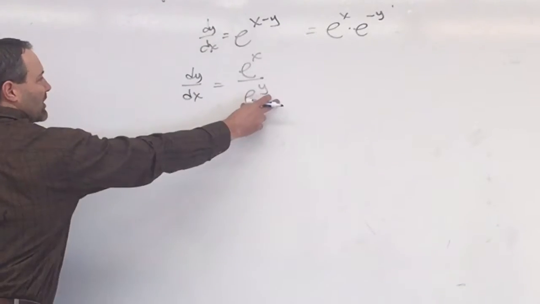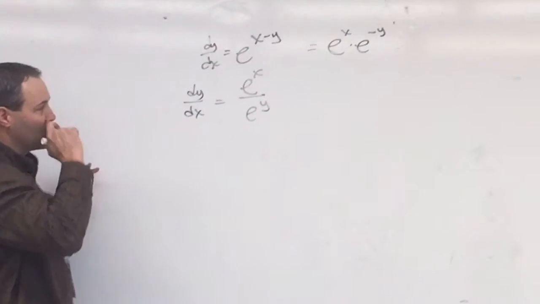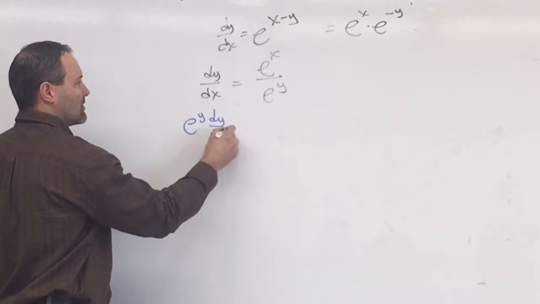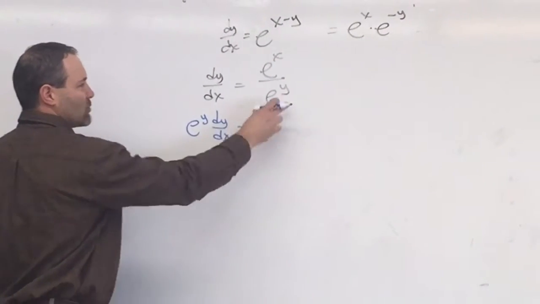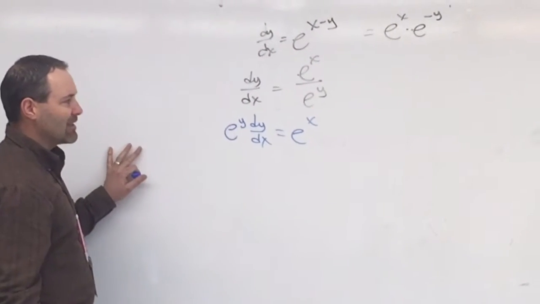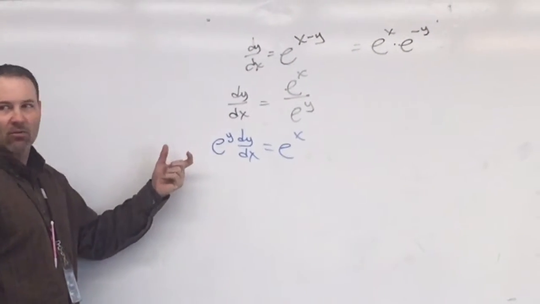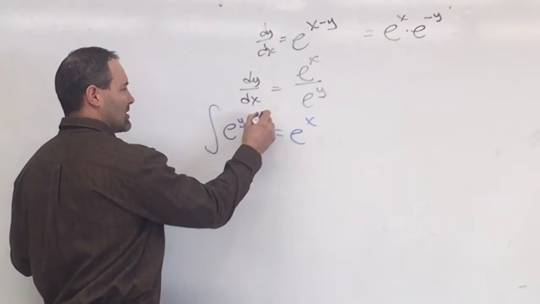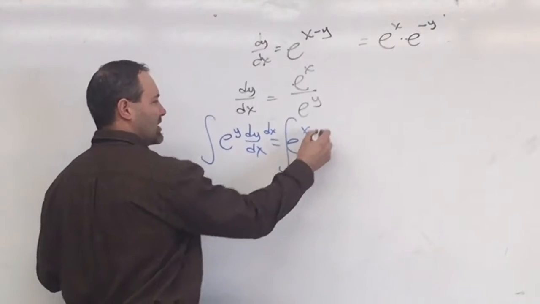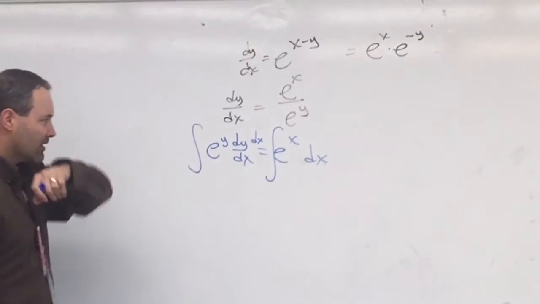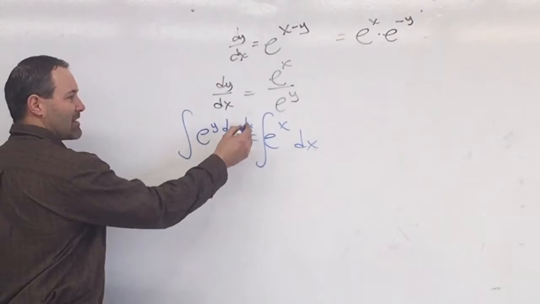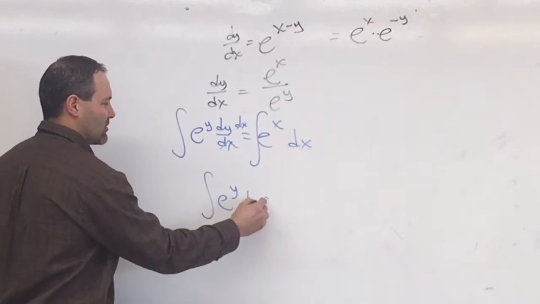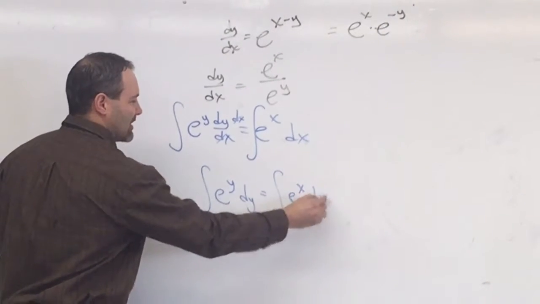Alright, so we can move that y stuff over here by multiplying both sides by e to the y. So I now have e to the y dy dx equals e to the x. Just move it over here. Once the y stuff is over here, we have to integrate with respect to x. You notice that the dx's cross off, so we have the integral of e to the y dy equals the integral of e to the x dx.